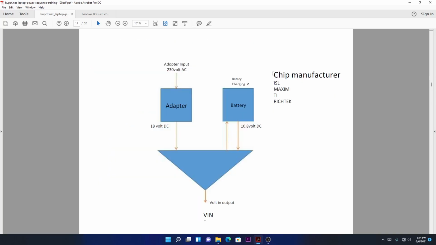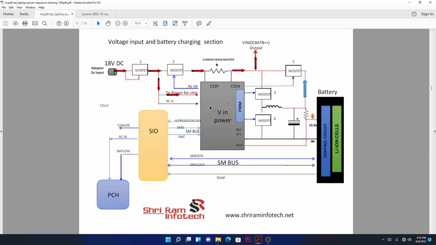Okay, this is a charging section, a chip that charges the battery. You will have an ISL chip, a Maxim chip, a TI chip, a Richtek chip, and what else? A PQ chip. It depends on the chip that they use there. But anyway, let's continue.